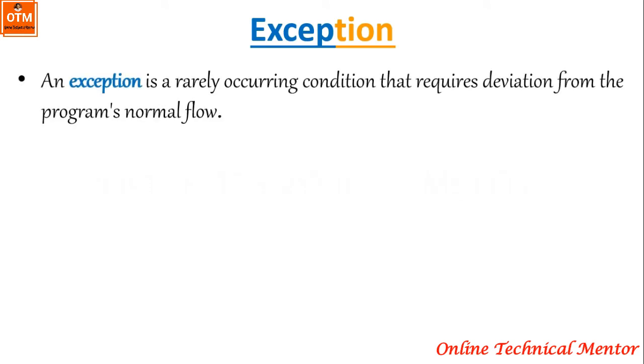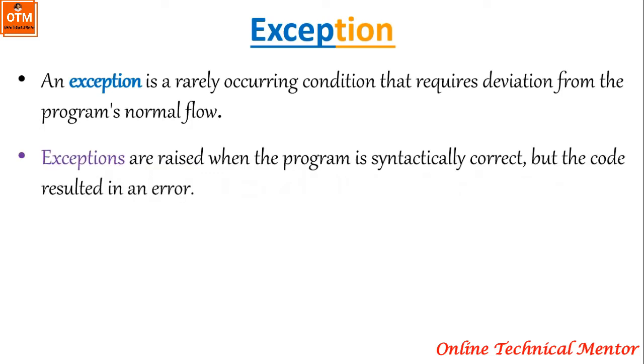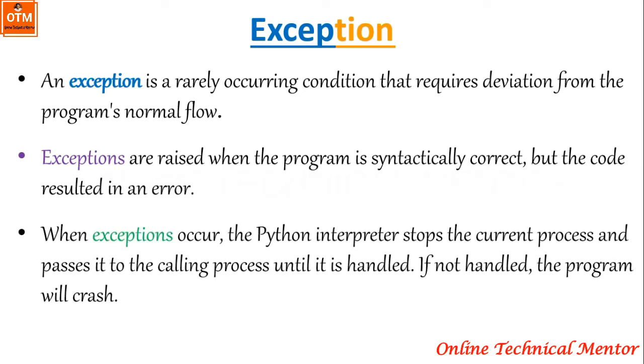An exception is a rarely occurring condition that requires deviation from the program's normal flow. That means we are not getting a result as expected. Exceptions are raised when the program is syntactically correct but the code resulted in an error. That means the program is in a running state but it contains some code which cannot be executed by the interpreter or compiler. When an exception occurs, the Python interpreter stops the current process and passes it to the calling process until it is handled. If not handled, the program will crash.